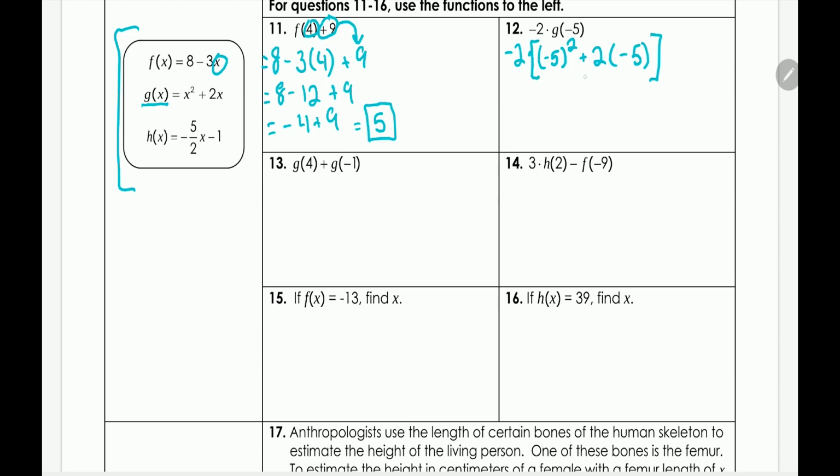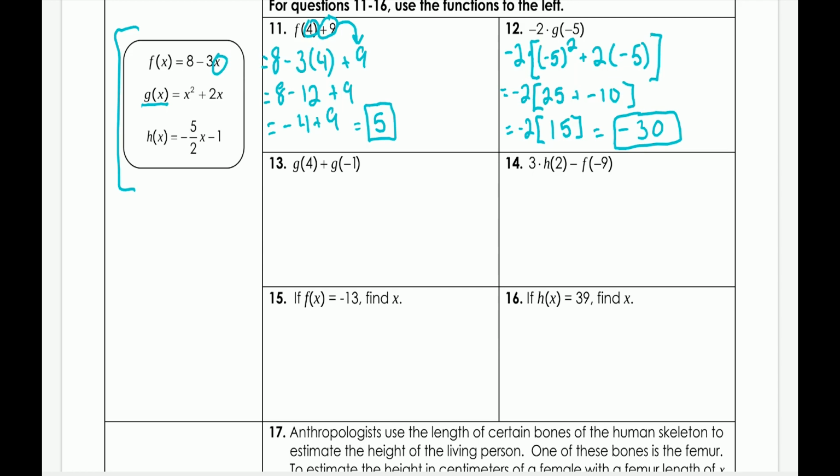So we have to do what's inside the brackets first. So we have negative 5 squared, which is 25, plus 2 times negative 5, which is going to be negative 10. We have 25 plus negative 10, well, same thing as 25 minus 10. That's going to give us 15. And then finally, we can do the negative 2 multiplied by 15 to give us the answer of negative 30. Okay? So, let's move on to number 13.